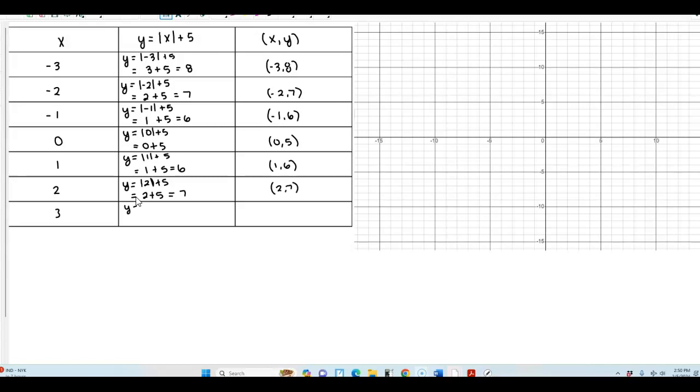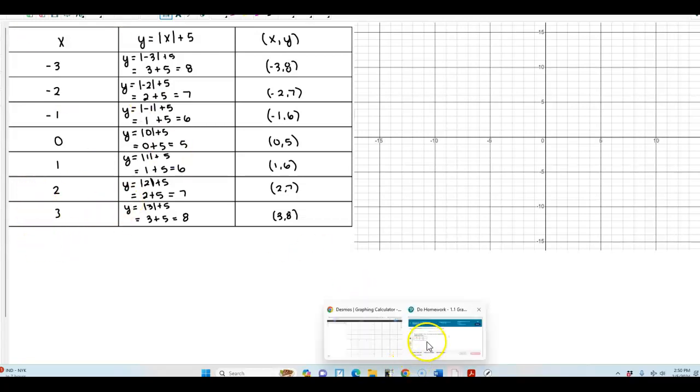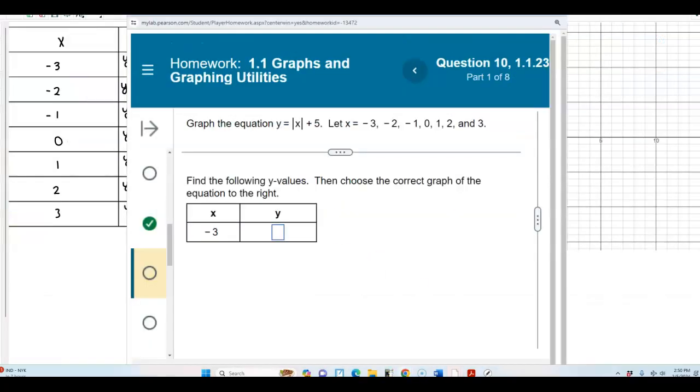And the last one, we're going to plug in the value of 3. So the absolute value of 3 is 3. And then plus 5 is going to give us 8. So therefore, we have 3, 8. So let's make sure we put in here that we had 5 there. So let's go ahead and put in our answers into MyLab. All right, so let's go ahead and do that.